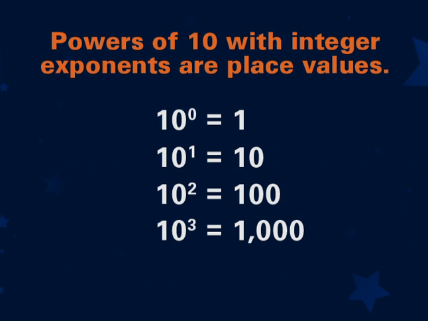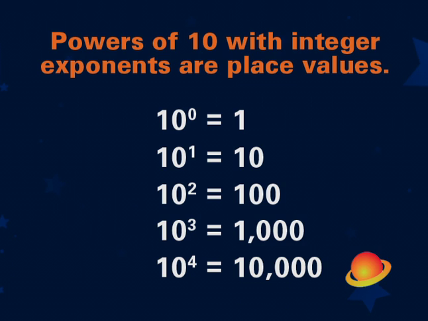I see a pattern. Please share. It looks like the exponent tells us how many zeros are in the product. Is that an accurate deduction? When working with non-negative powers of 10, your observation is correct. So 10 to the 4th power would equal 10,000 because there are 4 zeros in 10,000? Yes. Wow! How cool is that?